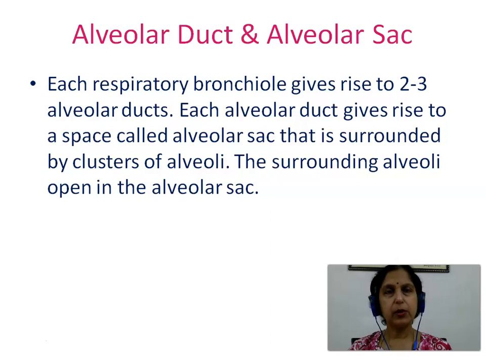Then we go on to study the alveolar duct and alveolar sac. Each respiratory bronchiole gives rise to 2 to 3 alveolar ducts. Each alveolar duct gives rise to a space called the alveolar sac that is surrounded by a cluster of alveoli. The surrounding alveoli open into the alveolar sac.